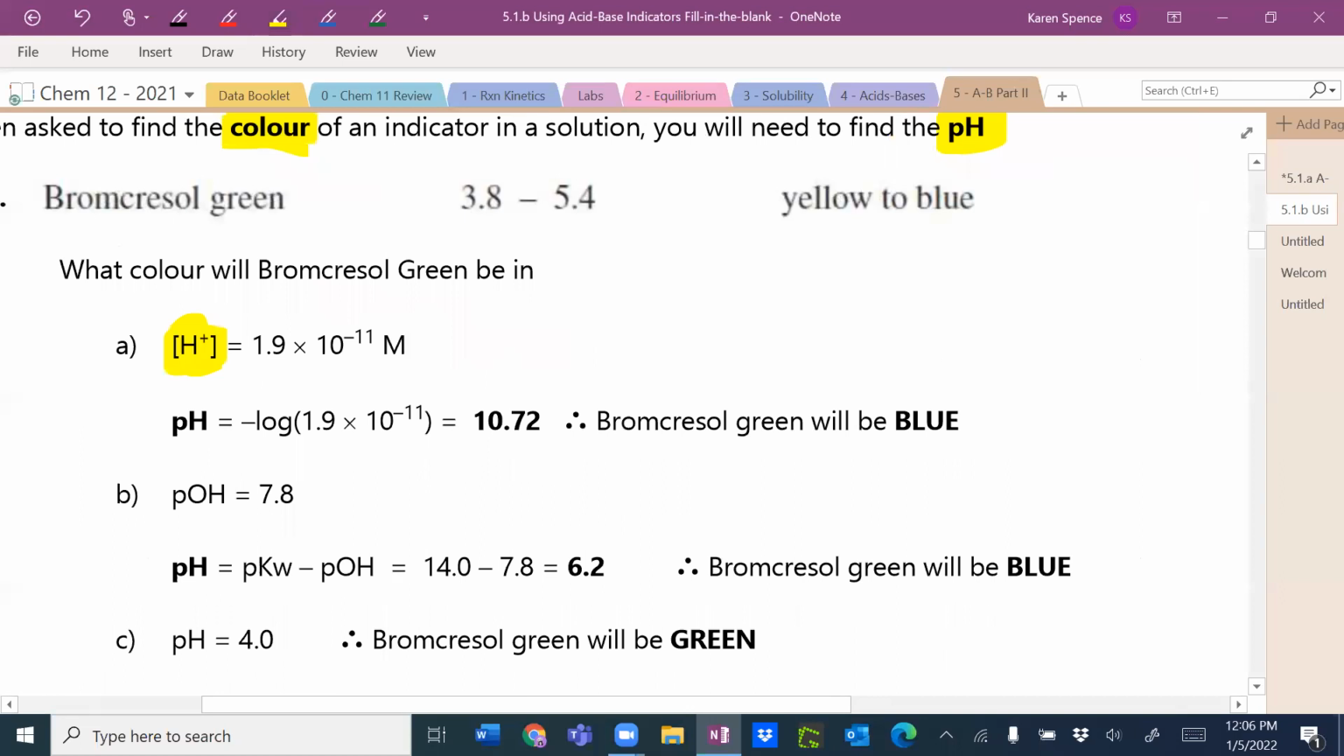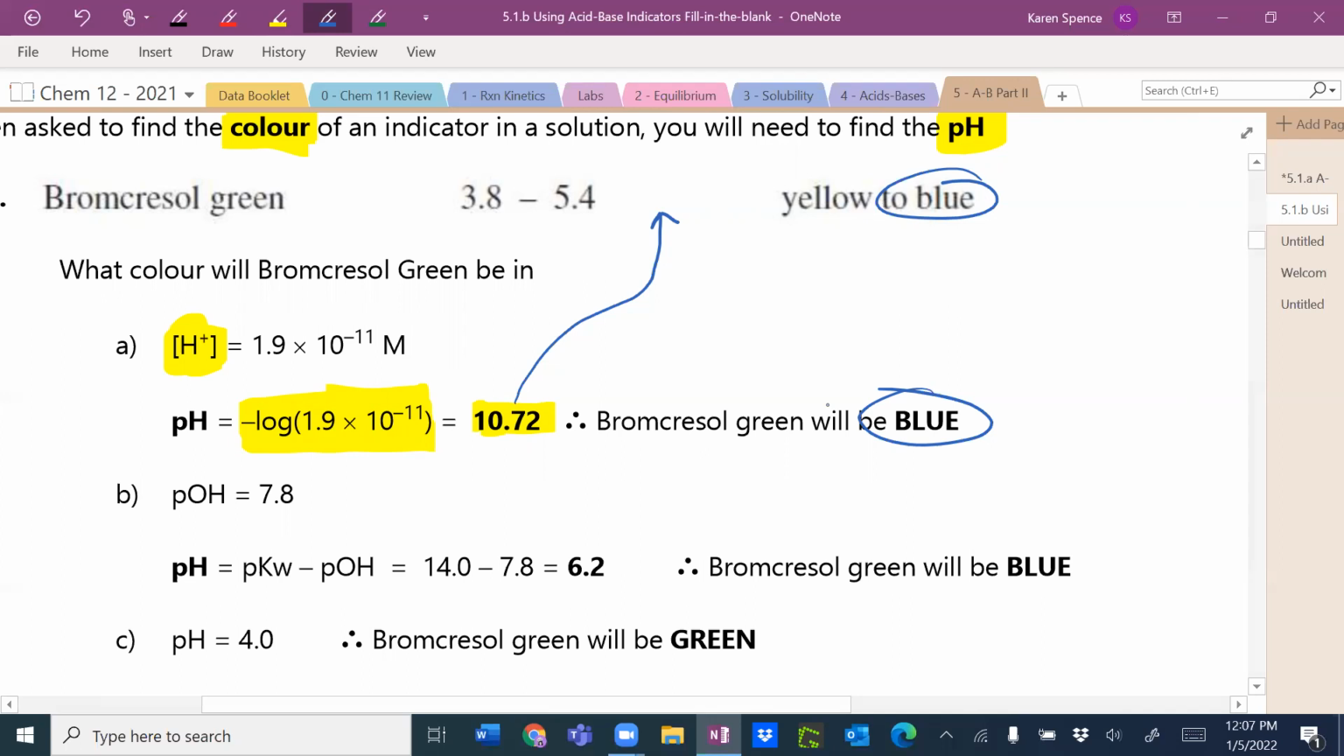Oh, well, this is pretty straightforward. We know how to find pH. If we have an H+, we take the negative log of the hydrogen ion concentration, just like that, and we get 10.72. And then we just go up to our chart and compare. Where is 10.72? It is above 5.4, so that's going to be blue.